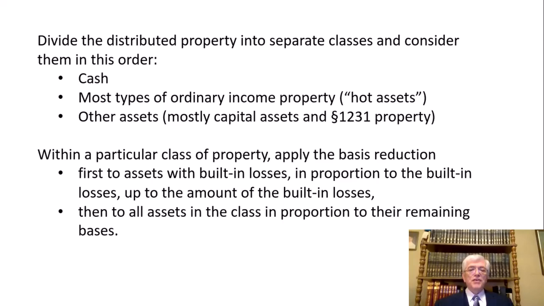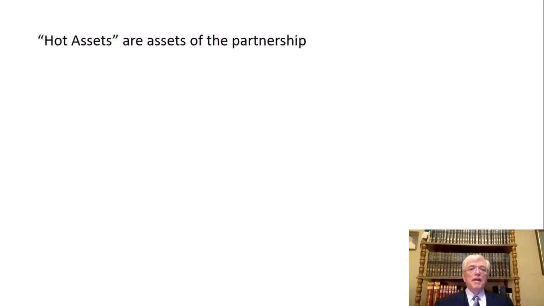Then all assets, so you've got the assets that had built-in losses and you've gotten rid of the built-in losses by reducing the basis of those assets down to their fair market value. Now take all of the assets, those with built-in gains and those that you now have at fair market value, in proportion to their remaining bases.